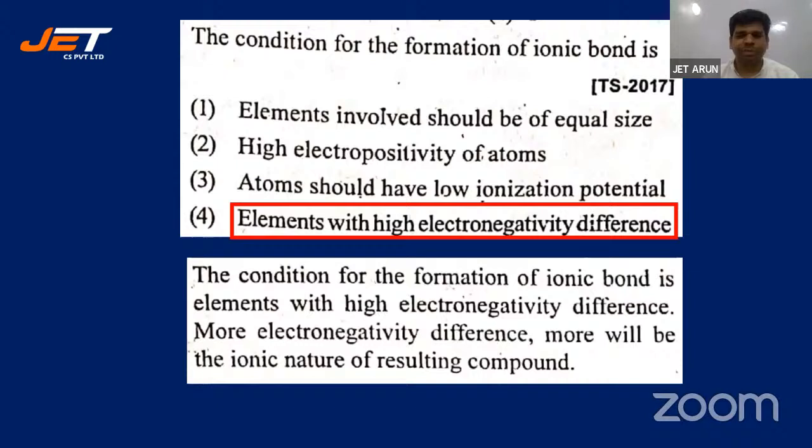The condition for the formation of ionic bond is elements with high electronegativity difference. The difference between their electronegativities should be high. The more the electronegativity difference, the more ionic the nature of the resulting compound. All right.